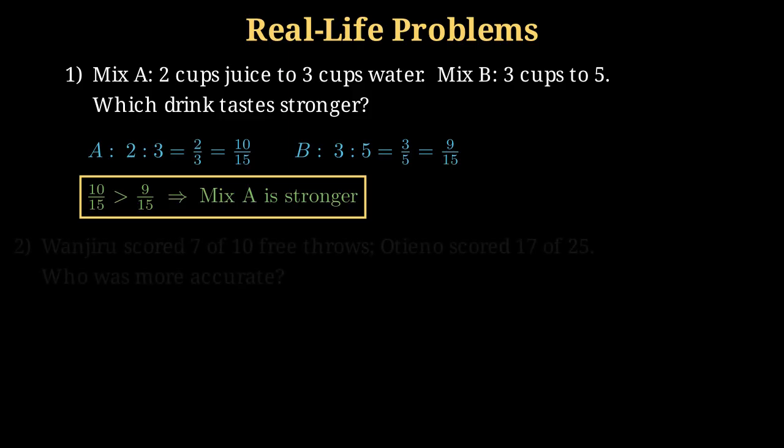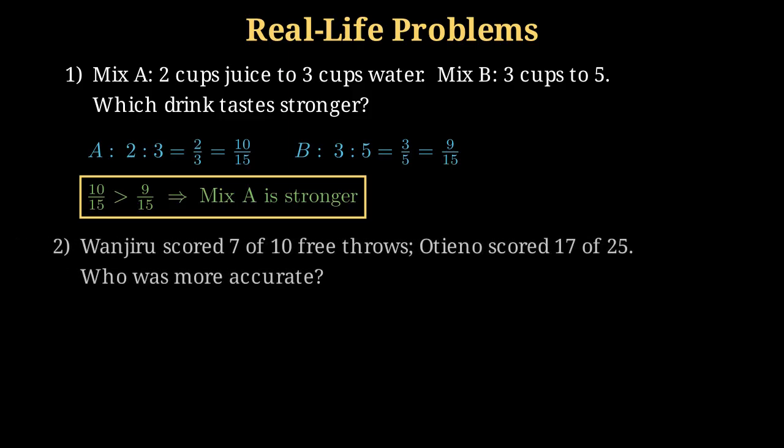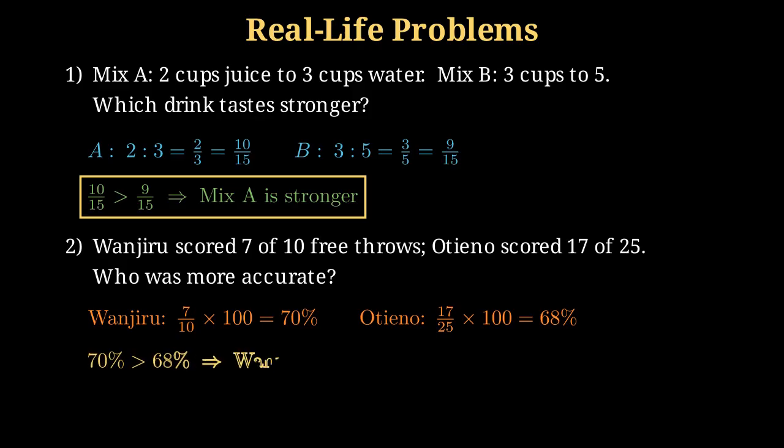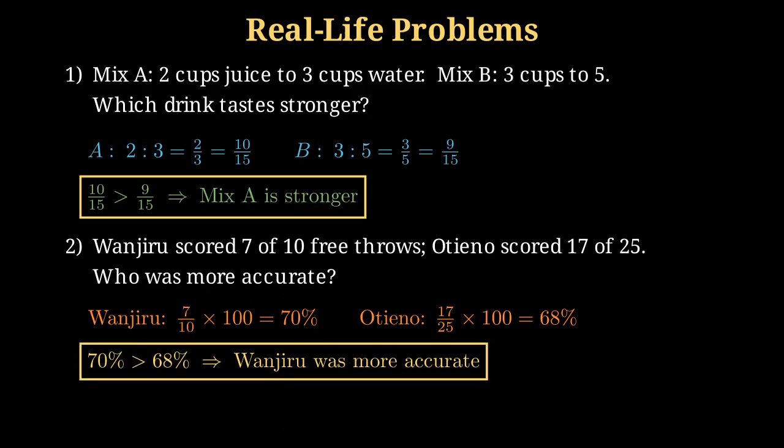Problem 2. In basketball practice, Wanjiru scored 7 of her 10 free throws and Otieno scored 17 of his 25. Who was more accurate? Percentages suit scores. 7 out of 10 is 70%. 17 out of 25. 17 hundreds divided by 25 is 68%. 70% beats 68. Wanjiru was the more accurate shooter, even though Otieno scored more baskets. That is exactly why ratios matter.